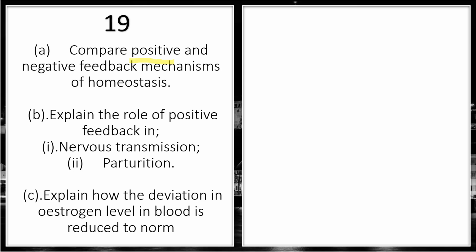Compare positive and negative feedback mechanism of homeostasis. B. Explain the role of positive feedback in nervous transmission. Part B. In parturition. Part C. Explain how the deviation in estrogen levels in the blood reduces to normal.